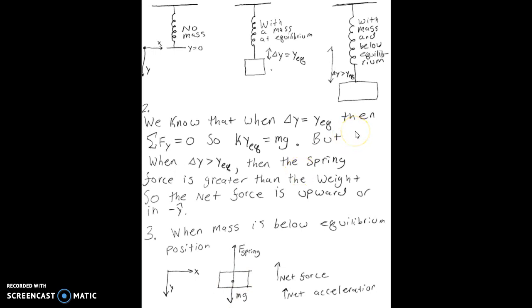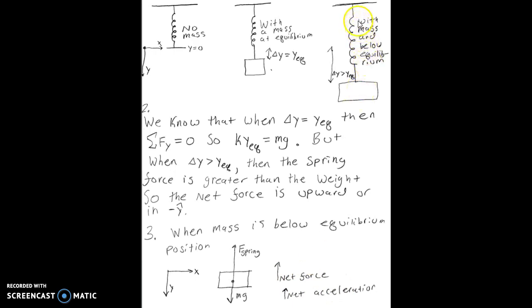And then in problem 2, I'm basically just defining y EQ to be the point on the y-axis when it's in the equilibrium position. So again, this relationship is going to be true because there's only two forces, and when you add them together, they equal 0. So these two have to be equal. So the main takeaway from here is that when it's stretched lower than the equilibrium position, then the net force is upward and the net acceleration is upward.